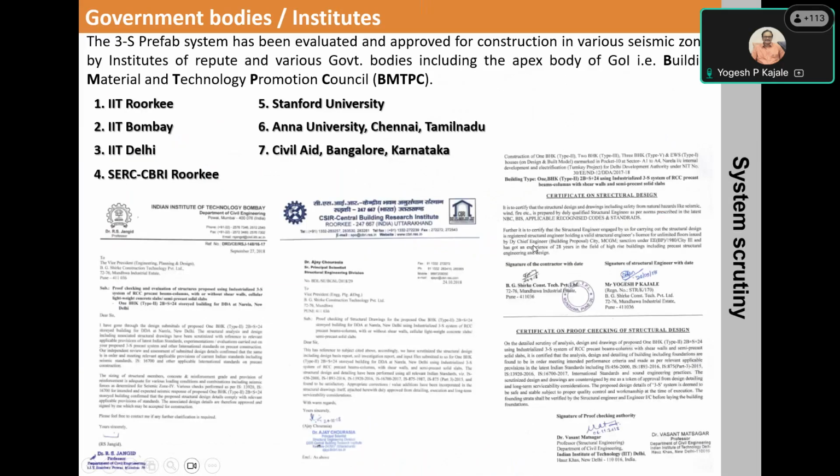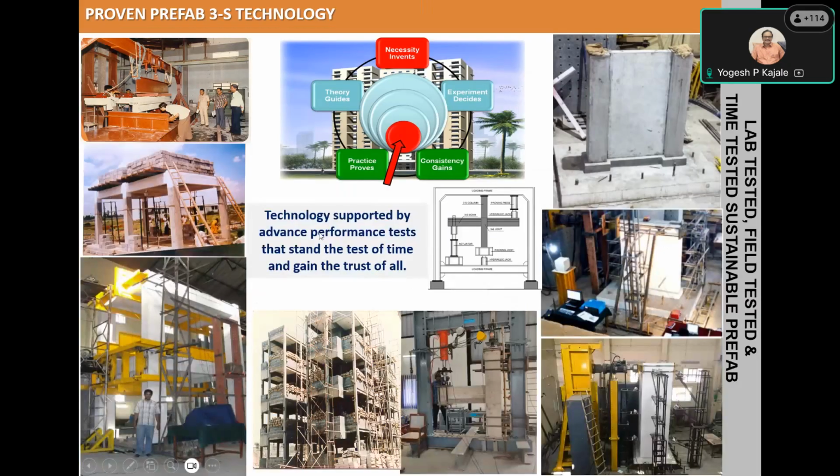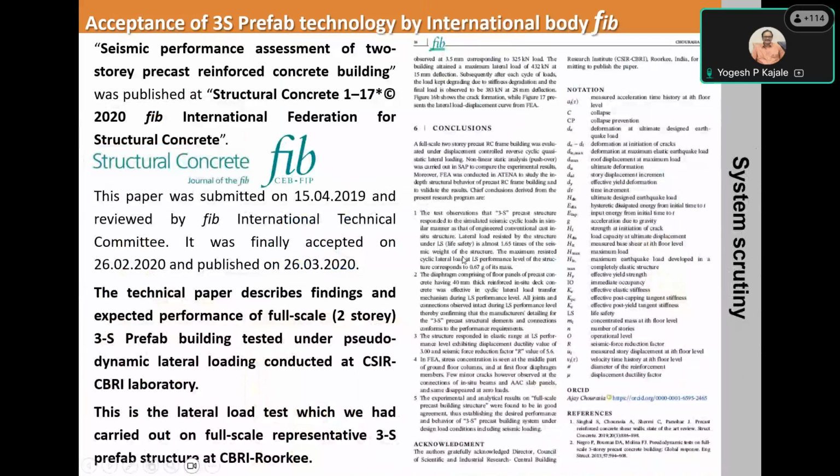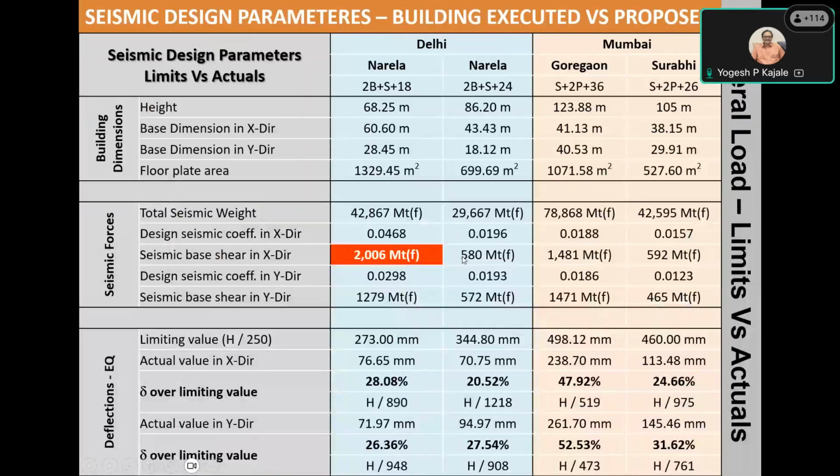Of course, the design vetting had been conducted by various renowned institutes. This we had already covered. Then we also conducted a comparative study. We built almost 78,000 houses in Delhi. Delhi lies in seismic zone 4. These high-rise buildings which I am emphasizing lie in seismic zone 3, Mumbai.